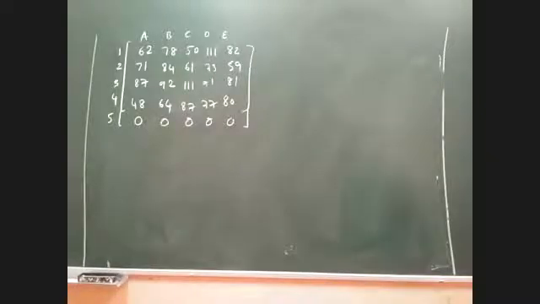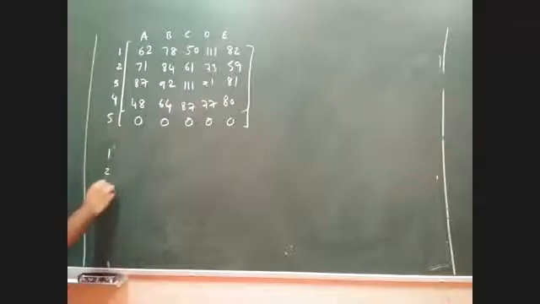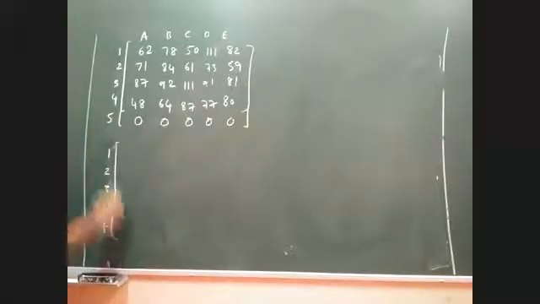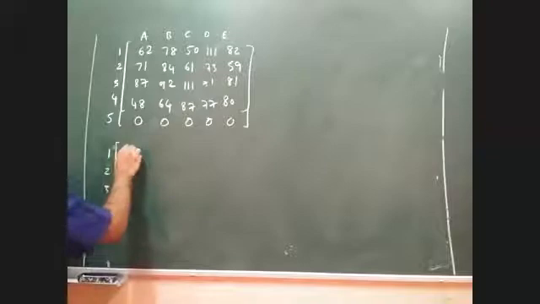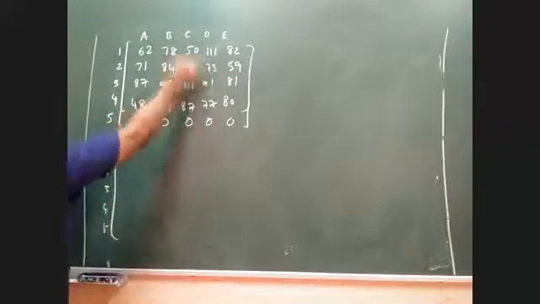Can you please tell me the new values now? I'm just writing the new matrix now. Which is the new matrix? 1, 2, 3, 4, 5. Tell me the value, first value is 49. 111 minus 62.